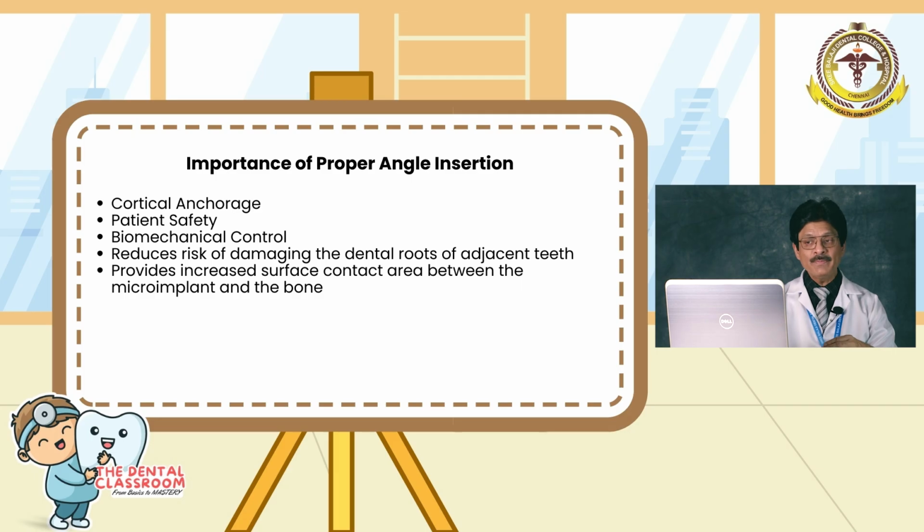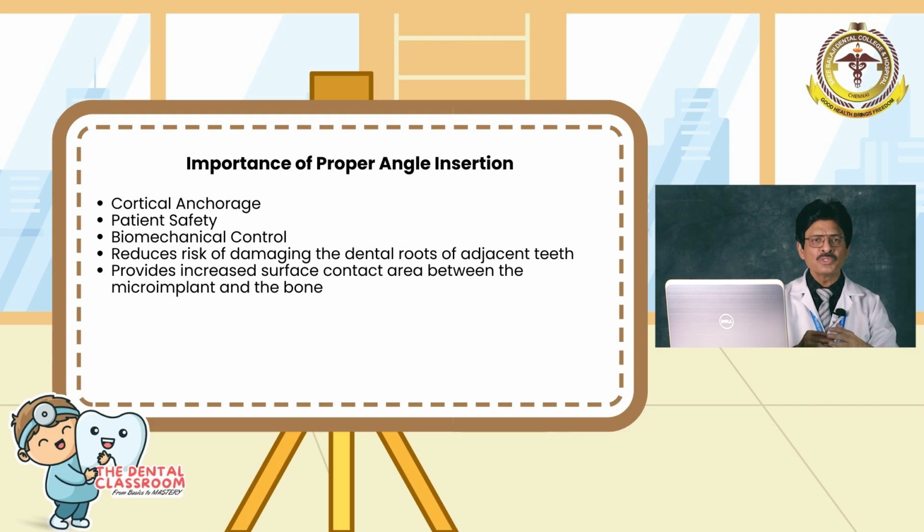So what is the importance of proper angle insertion? We require cortical anchorage, and patient safety because the tooth roots are pretty close to each other. We require good biomechanical control, and we need to reduce the risk of damaging the dental roots of the adjacent teeth, and to provide increased surface contact area between the microimplant and the bone.